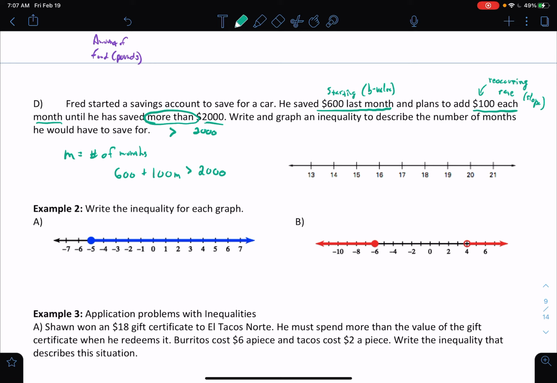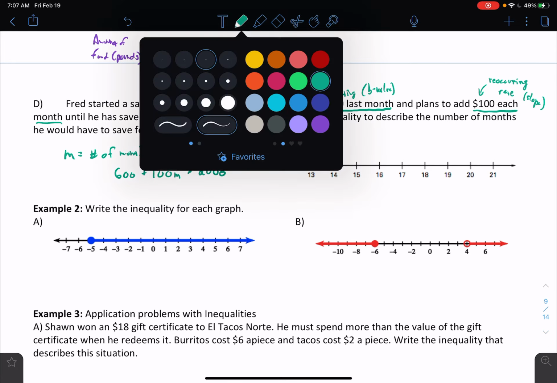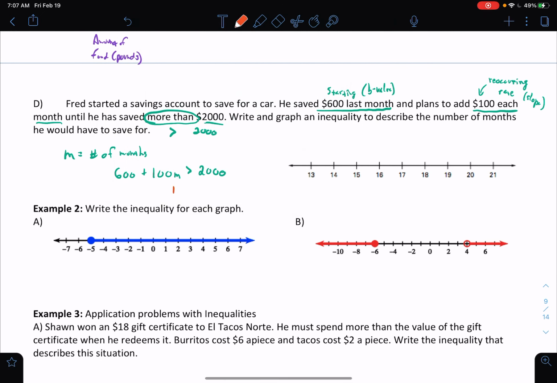Now, if I were to solve this, I would subtract 600 from both sides. So I would get 100m is greater than 1,400, which means that m is greater than 14. All right, so write an inequality to describe the number of months he would have to save for. Well, he would have to save for more than 14 months in order to save more than $2,000.